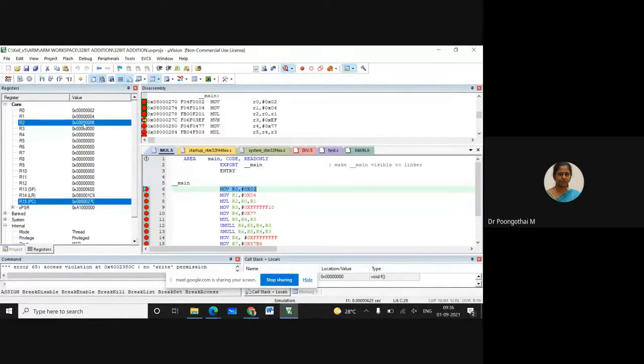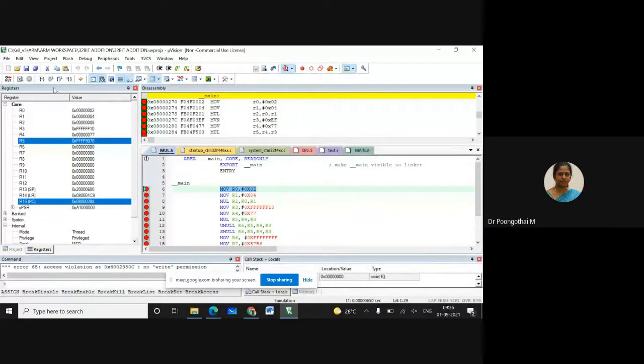Are you able to see this? Yes, ma'am. Okay, so your R2 is updated with 8. Next I'm going to execute the move instruction. After execution, your R3 is loaded with this 32-bit value, and R4 is loaded with 77. I'm going to execute a simple MUL instruction. After execution, your R5 is updated with 0x9070.